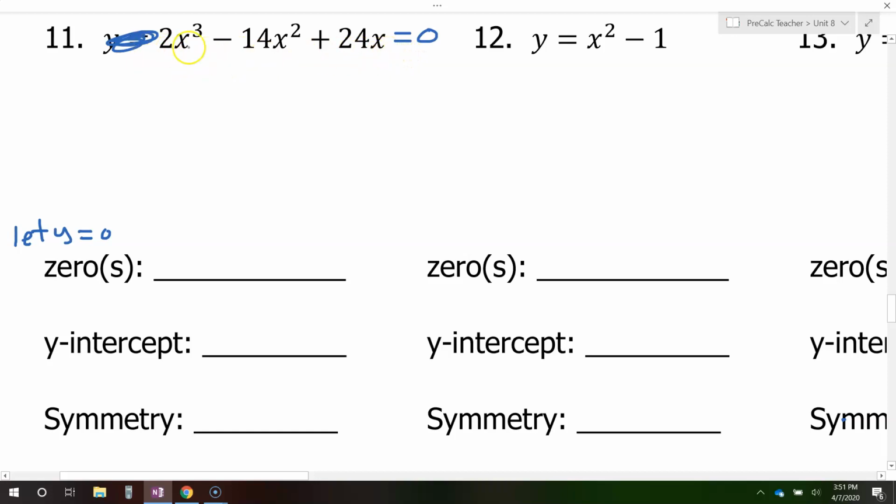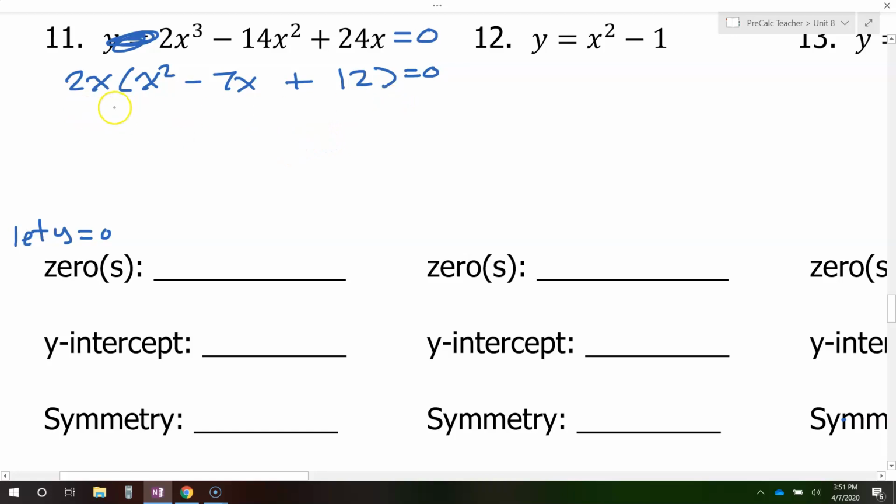Factoring comes to mind for this particular problem. So I see there's a common factor of 2x everywhere. So I'm going to pull out the 2x. And then to imagine what goes inside, I'm going to divide everything by 2x. So that's going to leave x squared minus 7x plus 12.